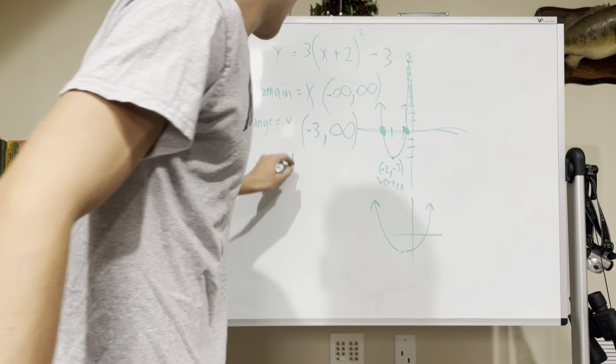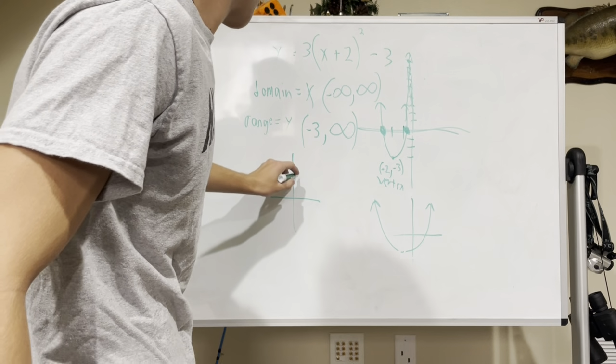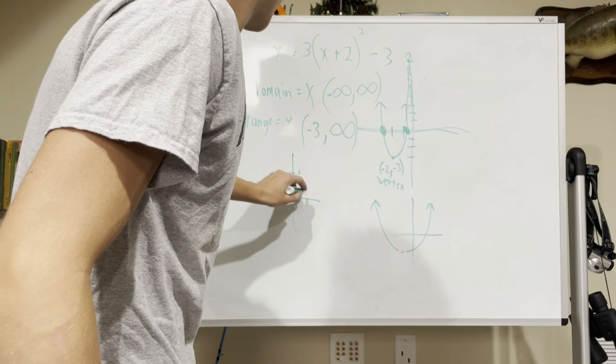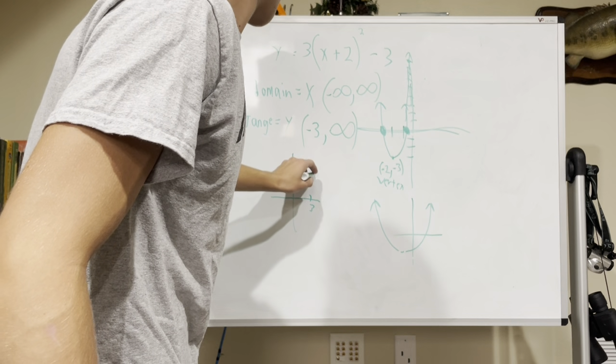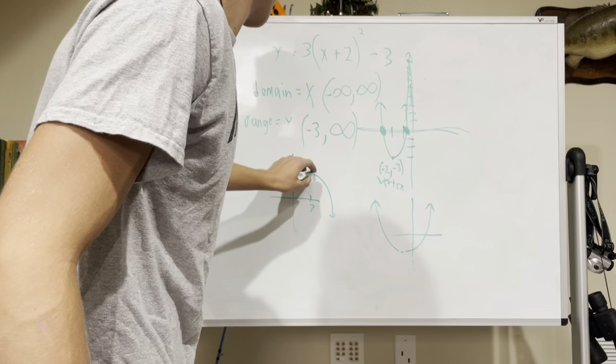Now let's do a quick other example of something that's like 5, 3. That's its vertex, and it's going downwards, you know, negatively.